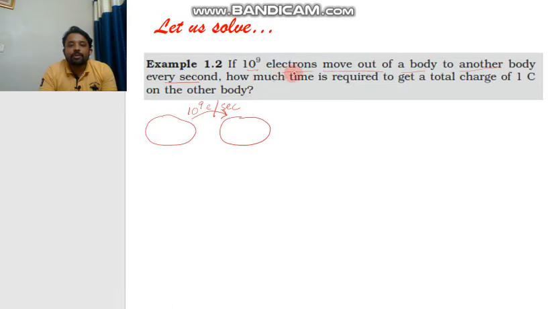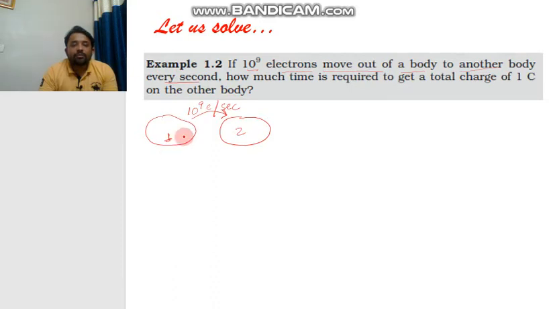So if 10 raised to power 9 electrons move out of a body to another body every second, then the question is asking how much time is required to get a total charge of 1 coulomb on the other body. So in simple terms, the question is asking how much time will it take for a transfer of 1 coulomb from body 1 to body 2. So I hope the question is clear. The question is asking simply to find the time which will be taken for the transfer of 1 coulomb of charge from body 1 to body 2.